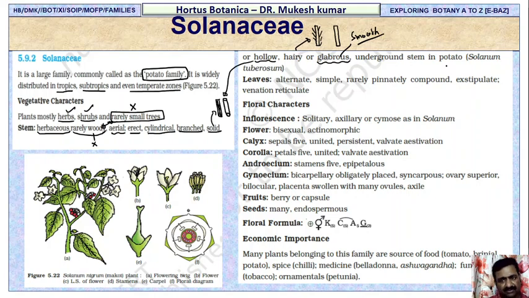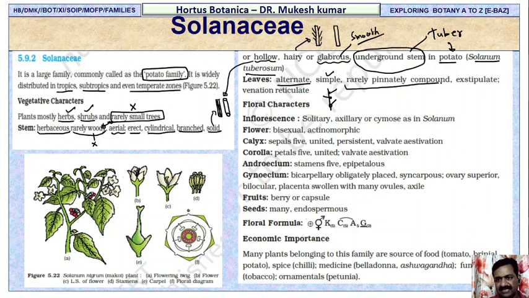Then you all know about the potato, Solanum tuberosum, and its underground stem, and this underground stem is called, yes, you all know, tuber. This is the tuber, and this is the potato family. Leaf. Leaf is what? Alternate. You all know alternate means from one node only one leaf will arise. So this is usually found in simple leaf. Yes. But rarely there will be compound leaf. So mostly they are alternate, and alternate are usually simple leaf.